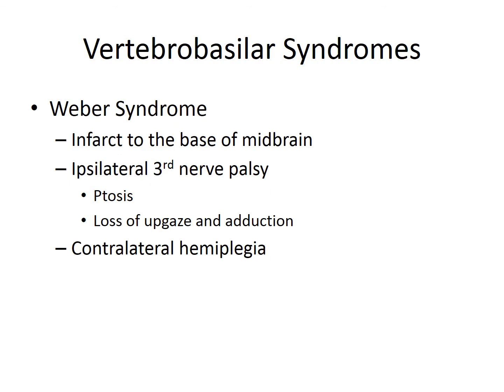The first vertebrobasilar syndrome that we'll talk about is Weber syndrome. It's an infarct to the base of the midbrain, ipsilateral third nerve palsy, which will cause ptosis, which is essentially just that eyelid drooping. You'll have loss of upgaze and adduction of the eyes. You can also see contralateral hemiplegia.